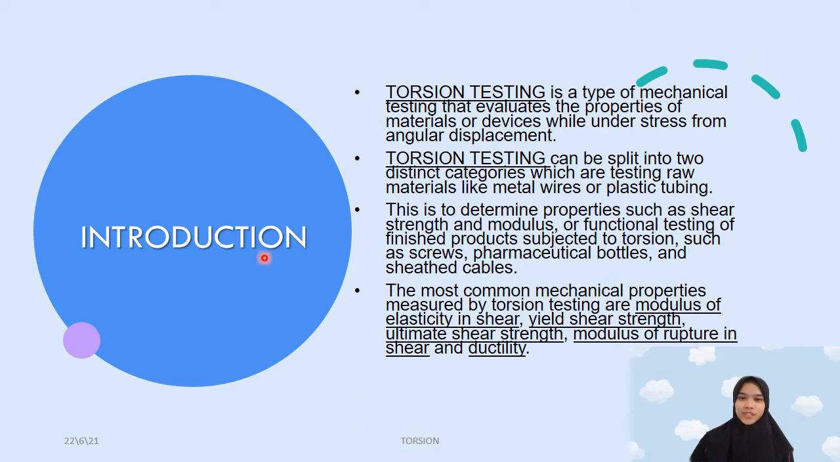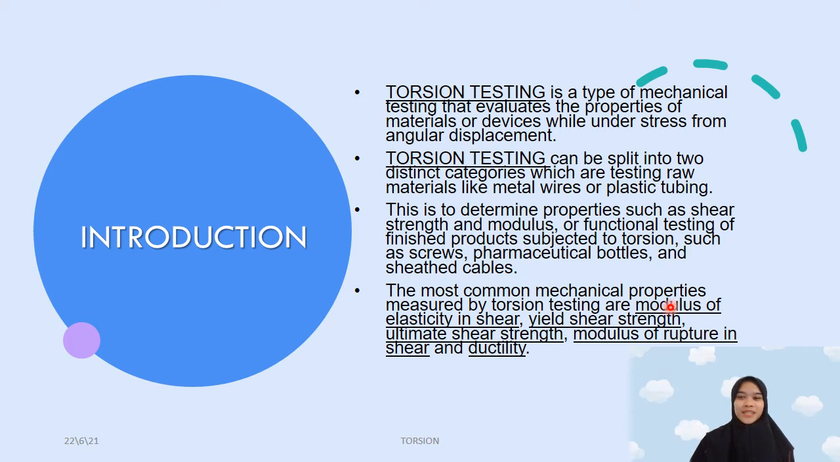Firstly, let's see the introduction. Torsion testing is a type of mechanical testing that evaluates the properties of materials or devices while under stress from angular displacement. Torsion testing also can be split into two distinct categories, which are testing raw materials like metal wire or plastic tubing to determine properties such as shear strength and modulus, and functional testing of finished products subjected to torsion, such as screws, pharmaceutical bottles, and scratch cable.